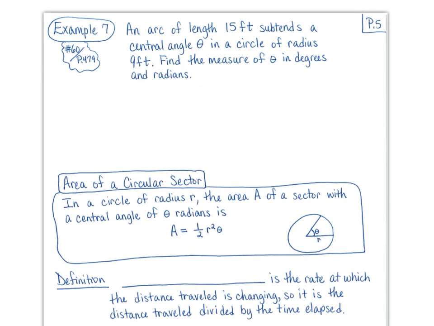Example 7. An arc of length 15 feet subtends a central angle theta in a circle of radius 9 feet. Find the measure of theta in degrees and in radians. So what is theta? What's your formula? Theta equals S over R. Good. So it's equal to what for us? 15 over 9. Good. Or 5 over 3.